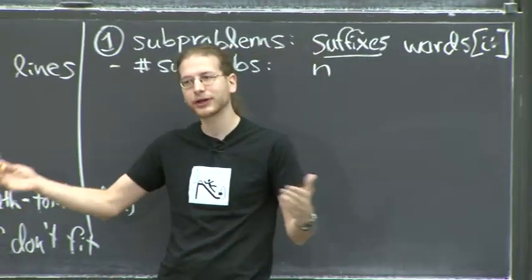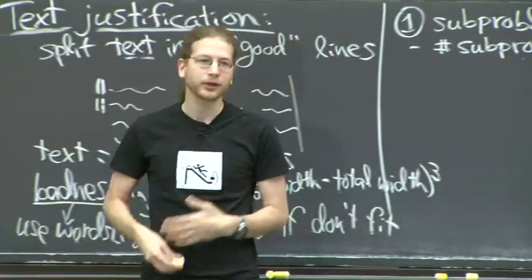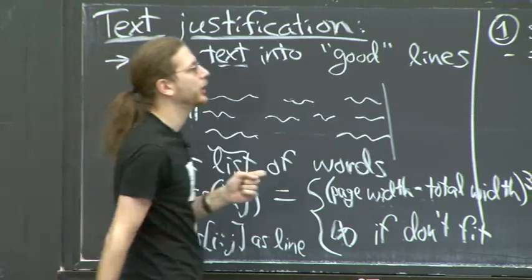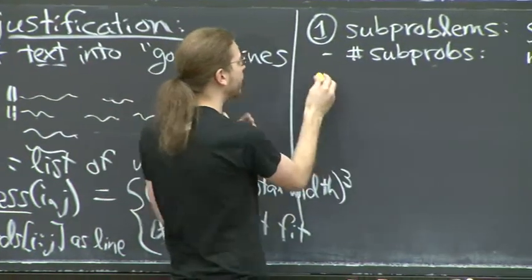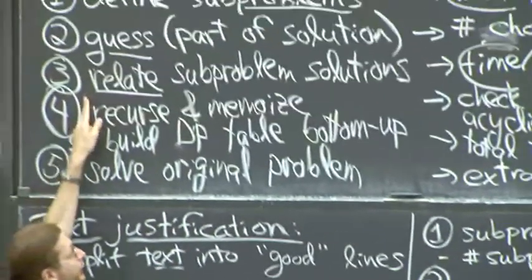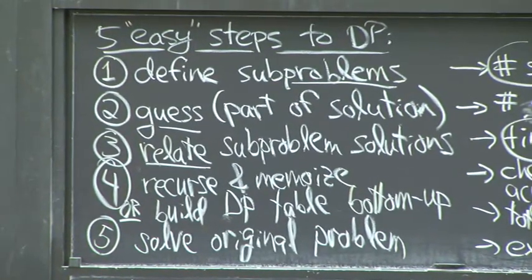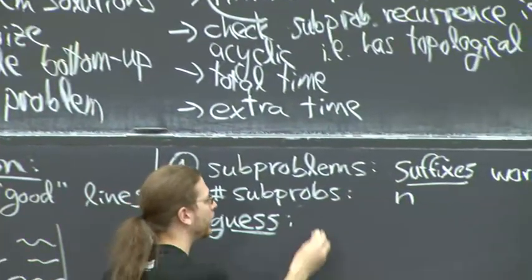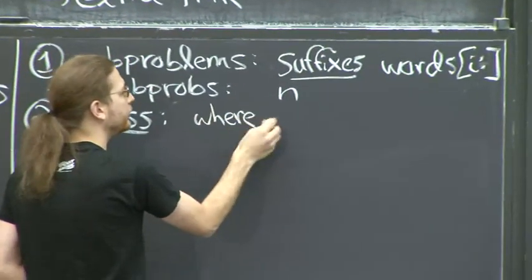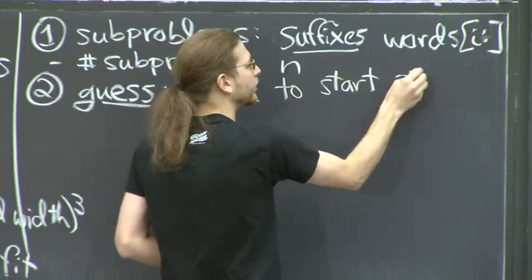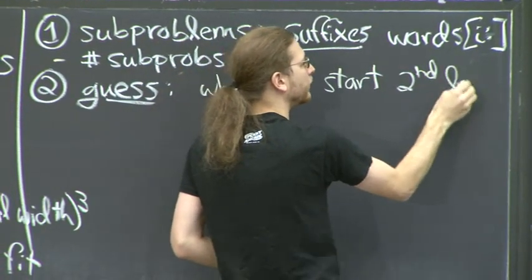Initially, we have n words to do. Now I have n minus i words to do. But it's, again, text justification. I want to solve this problem on those words. That's just how I'm going to define it. This will work if I can specify a recurrence relation. OK, as we said, what we guess is where to break the first line, where to start the second line for those words.